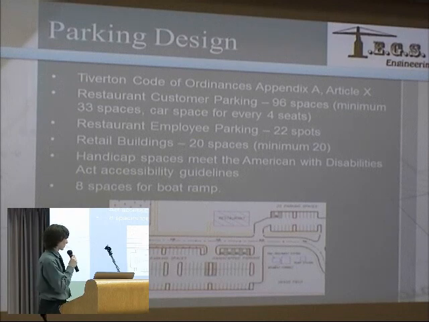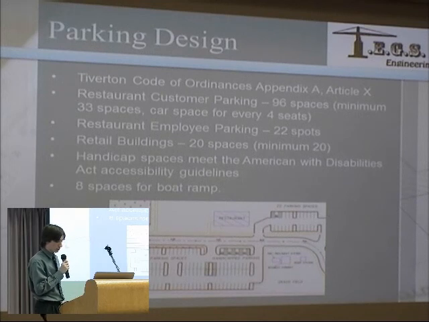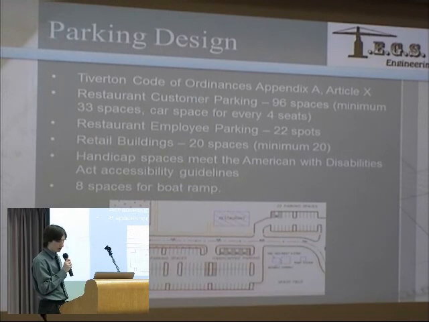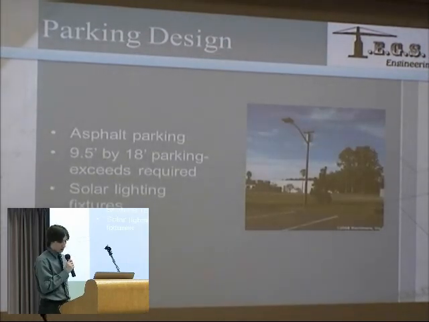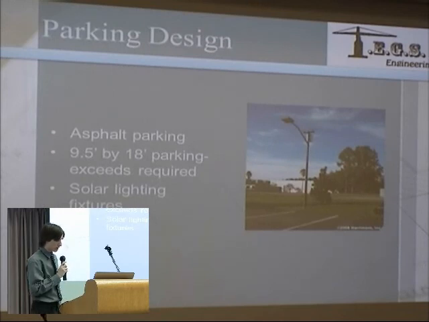Restaurant employees will have 22 spaces, with 1 handicap spot also, and the retail and residential buildings will also meet Article X's requirement by having exactly 20 spaces. There's also 1 handicap spot in this space. The pavement for the parking will be the same asphalt pavement which Brian mentioned before. Each space will be 9.5 feet by 18 feet, which meets the requirement of 9 by 18 feet.